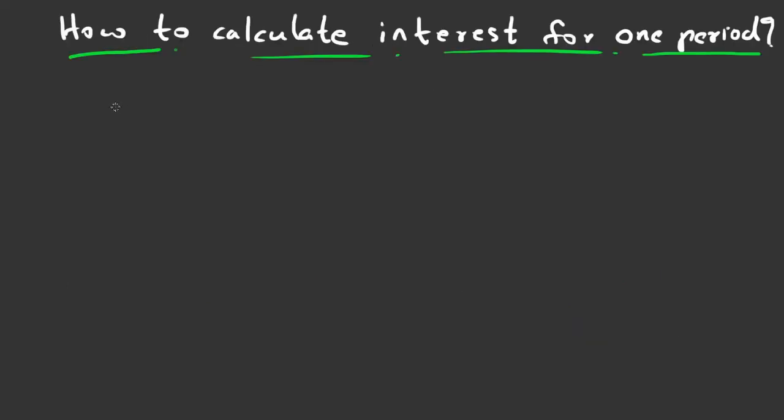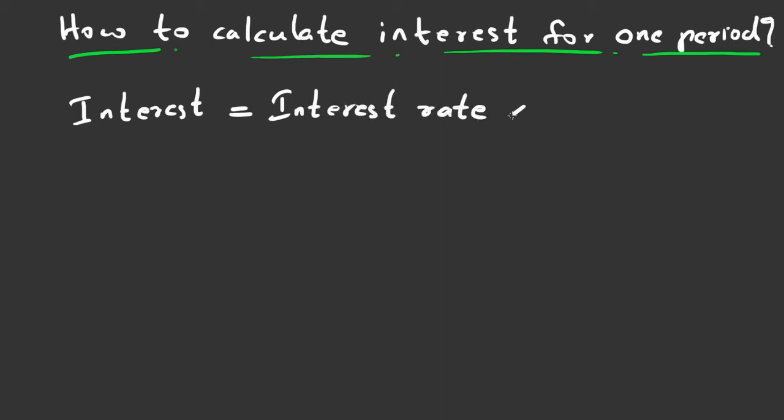How to calculate interest for one period if I know interest rate and the principal? It is very simple. Interest is equal to the product of interest rate and the principal. That is, interest rate I can denote as R, into principal, I can denote it as capital P. So R into P.